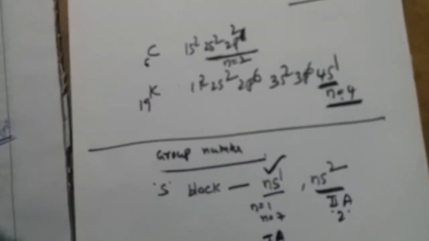Coming to the P block, the P block elements' group number is obtained by adding the S electrons present in the outermost shell and the P electrons present in the outermost shell, plus 10. Then you will get the IUPAC group number.